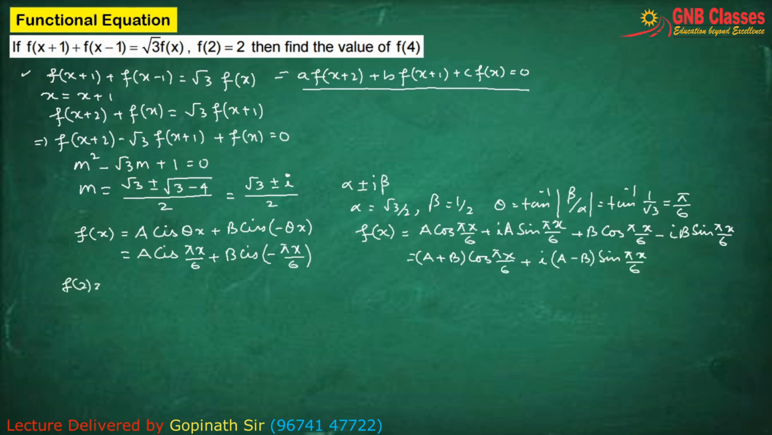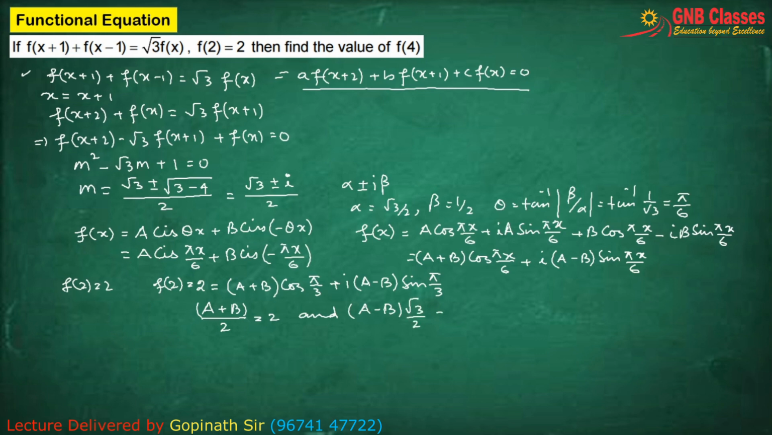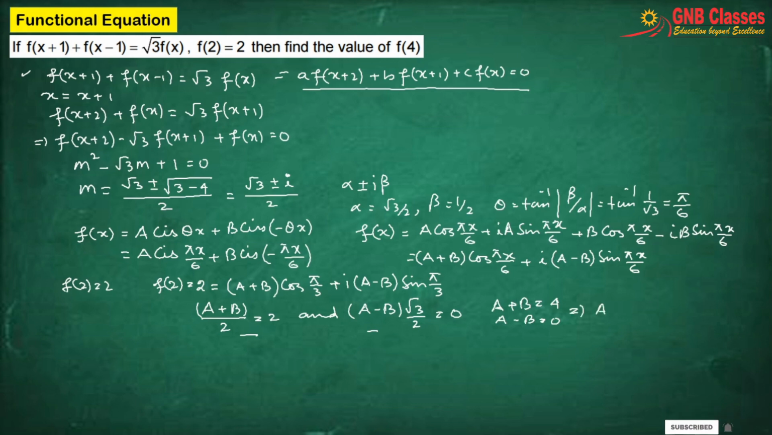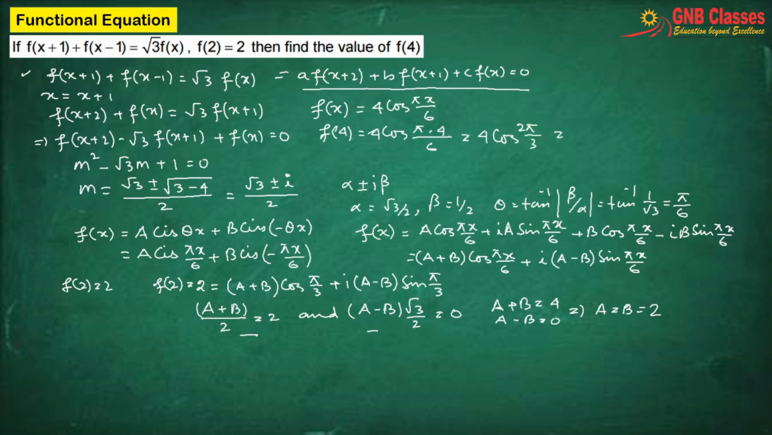Now they have given us that f(2) is 2. f(2) equals 2, which is nothing but (a plus b) cos pi by 3 plus i (a minus b) sin pi by 3, right? Now if we compare, we are going to get (a plus b) by 2 equals 2 and (a minus b) root 3 by 2 equals 0. So solving these two, we are going to get a plus b is 4 and a minus b is 0. That implies a equals b equals 2. Is it clear? Therefore our function f(x) becomes 4 cos pi x by 6. Is it okay? Therefore f of 4 will be, so the answer is minus 2. Is it clear to all of you? Have you understood this? Okay.